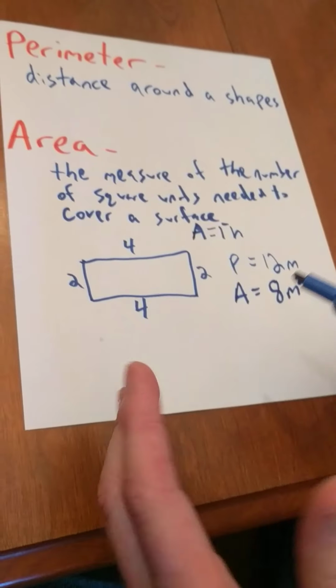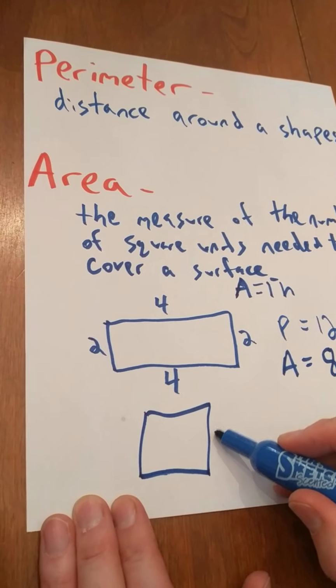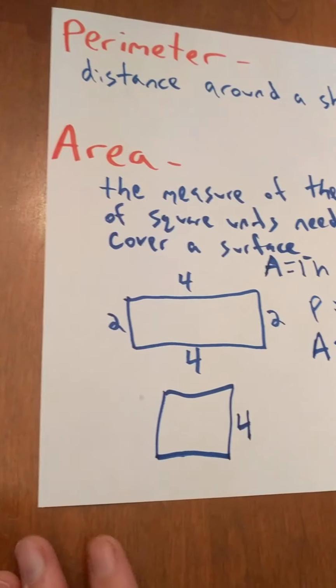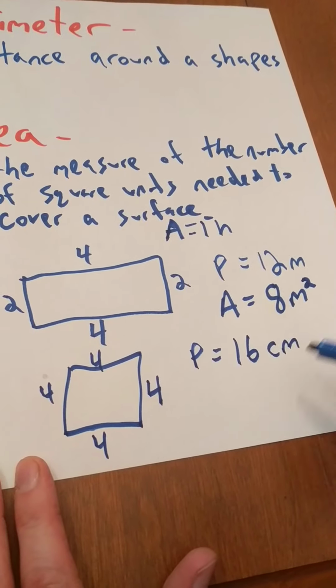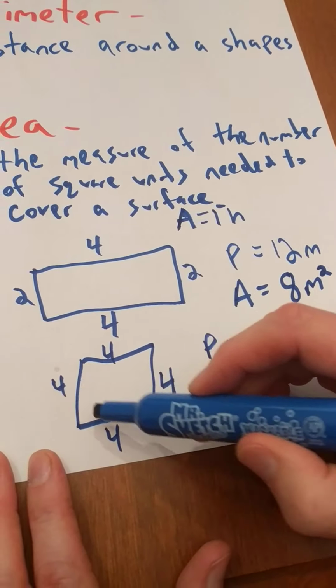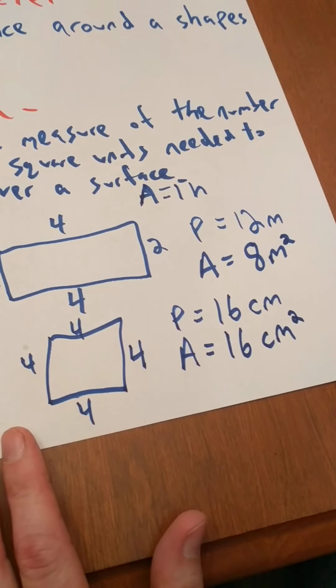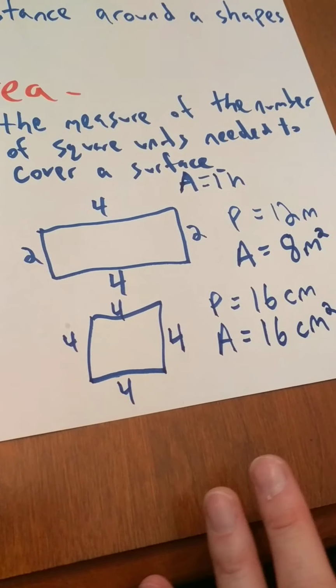So again, if you know a square, it's a funny looking square, but if the one side is 4, you know all the sides are 4. So you can just fill that in yourself. And then 4 plus 4 plus 4 plus 4, same thing as 4 times 4. Your perimeter would be 16, whatever, centimeters. And your area would be 4 times 4, or 16 centimeters squared. Okay, so that's how you find perimeter and area. Again, with rectangles and squares, it's not that difficult.